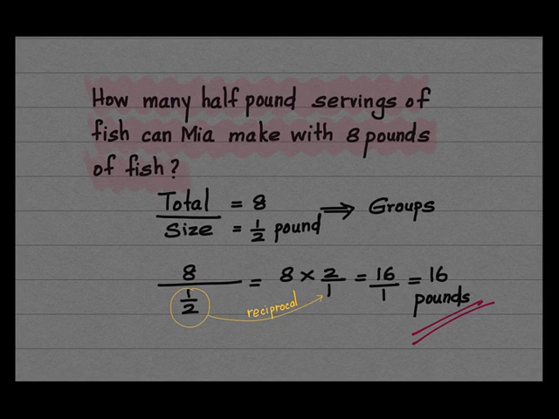So how many servings does Mia get? Mia can make 16 half-pound servings of fish. So that is, she can make 16 half-pound servings of fish with 8 pounds of fish.